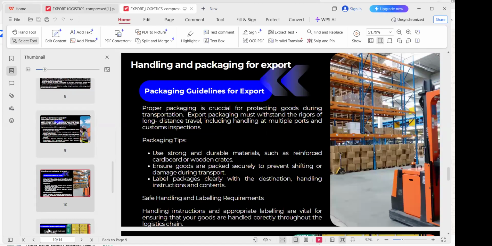We have different types of packaging tips. One, use strong and durable materials such as reinforced cardboard or wooden crates. Two, ensure goods are packed securely to prevent shifting or damage during transport. Three, label packages clearly with the destination, handling instructions and content. Safe handling and labeling requirements: handling instructions and appropriate labeling are vital for ensuring that your goods are handled correctly throughout the logistics chain.